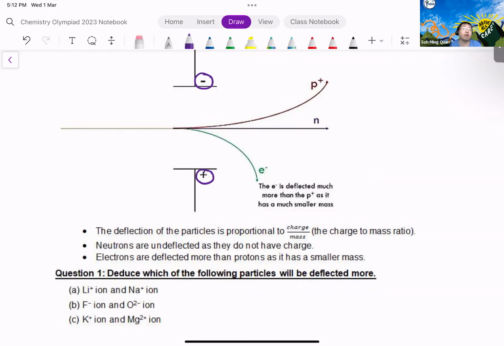An electric field is a region of space where charged particles can be deflected. For example, protons. How will the protons be deflected? Protons will be deflected towards the negative plate. So you can see protons. So this is proton. P plus means proton. The protons are deflected upwards towards the negative plate. On the other hand, the electrons, E minus is electrons, is deflected downwards towards the positive plate. On the other hand, neutrons are undeflected.